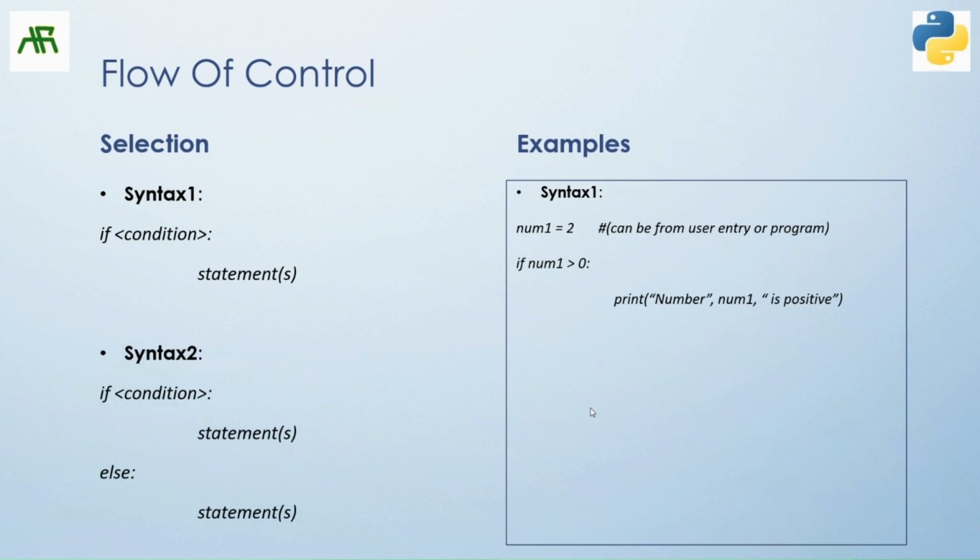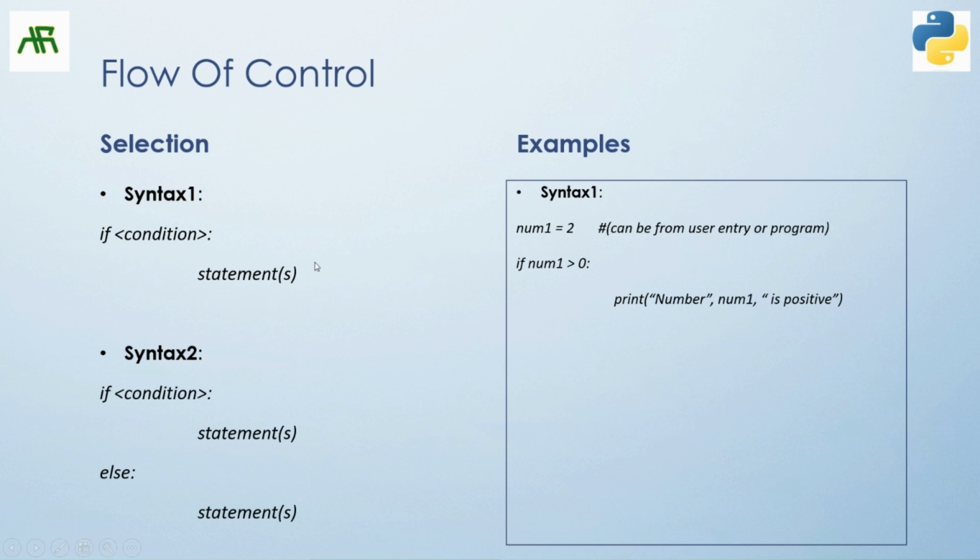The second syntax is if a condition is satisfied, do action based on the statement or statements, else execute certain statements. Remember the constructs if, else, for, while, all of them will have a colon at the end. That's the syntax we have to remember. If you make a mistake there, it will be showing a syntax error.